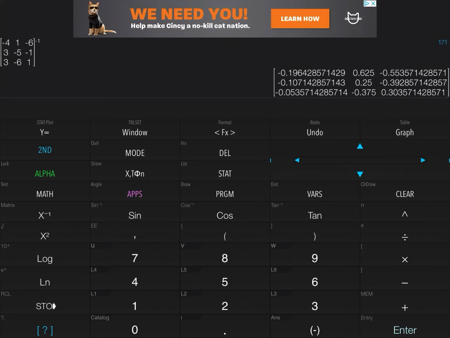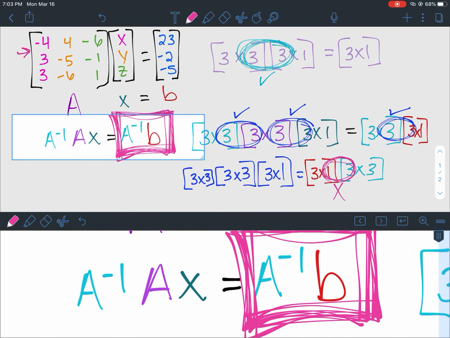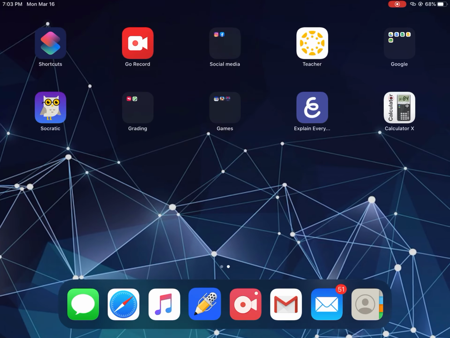And this is where I get those funky decimals. So this matrix right here, if I could highlight it, I wish I could. But this matrix that just popped up over on the right side, that is my inverse matrix. So that is this teal color right here. And that's what I'm going to multiply.